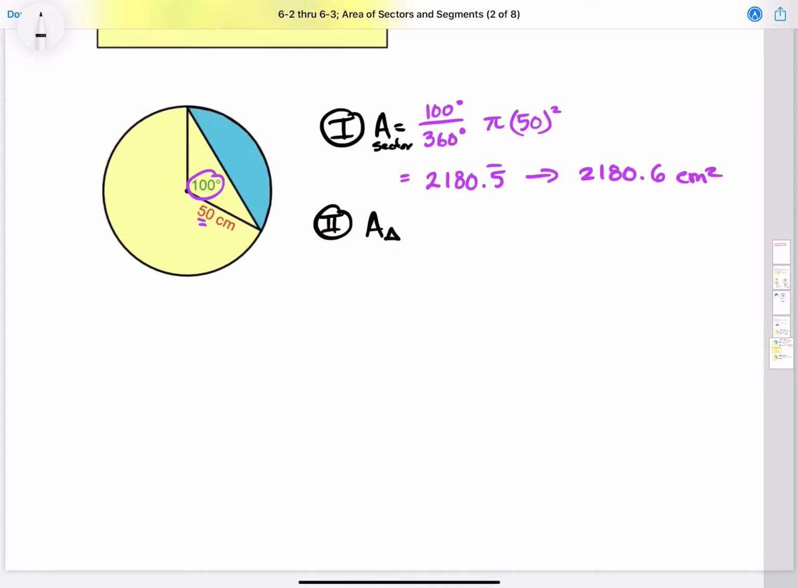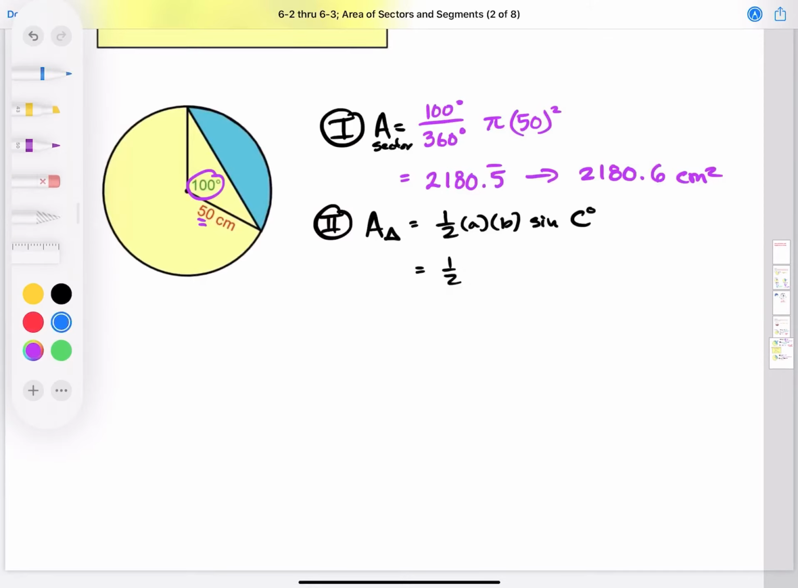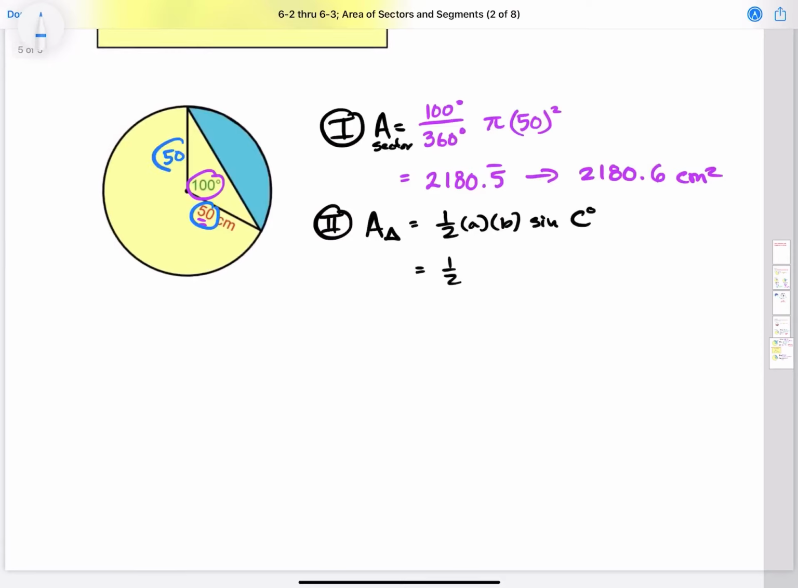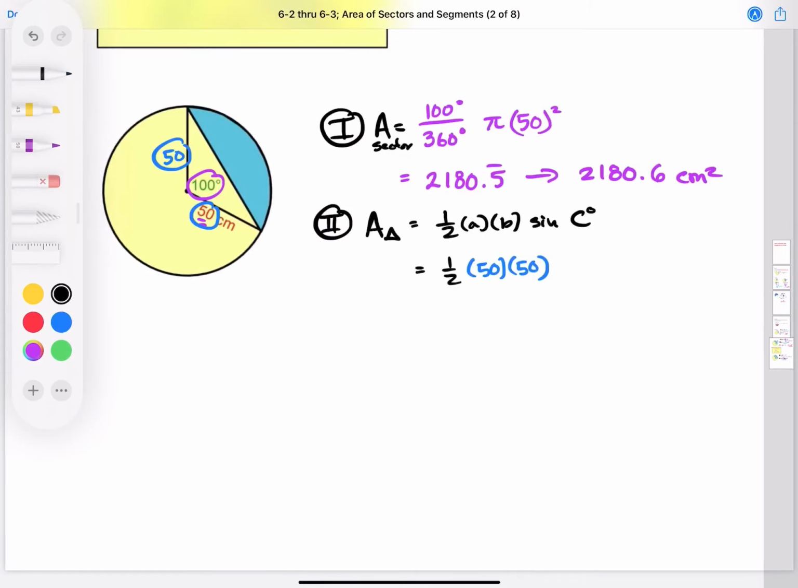Okay, so the area of our triangle, again, this is a non-right triangle, so we're going to go ahead and do 1/2 of A times B, which is going to be our 2 radii, and then we have sine angle C. Okay, so this is C degrees. So let's go ahead and plug all that in. So our A and our B is going to be the radii, which is going to be 50 and another 50 over here. So this is our A and our B. So you could do 50 times 50, or 50 squared. And then we have our sine C, and that C is going to be that 100 degrees.